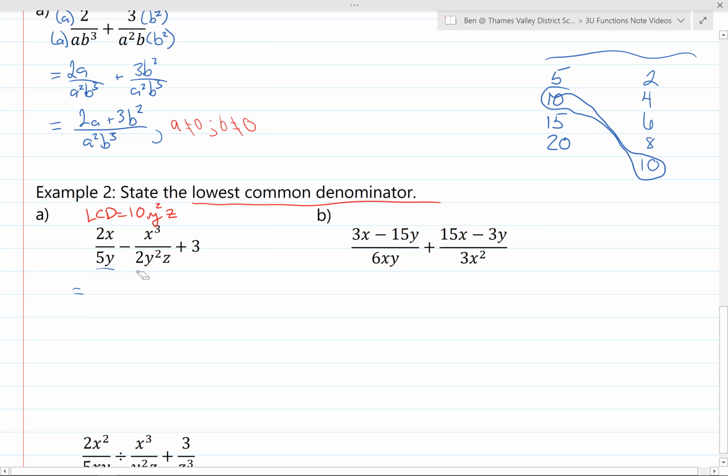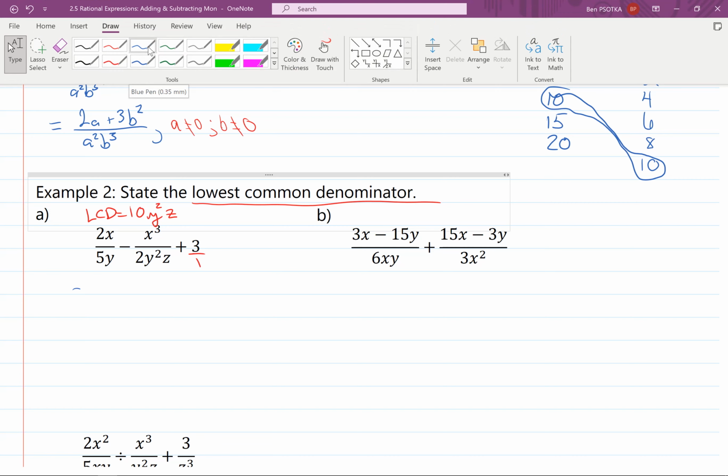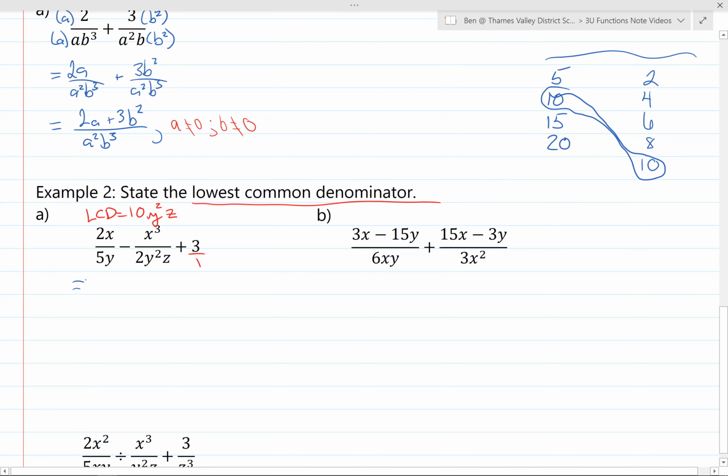Note, in this question, I have an x involved as well, but it's only in the numerator. Since it's only ever in the numerator, I never need to see it in my lowest common denominator. So I'm working with 10y squared z. That's my lowest common denominator. Let's figure out what I need to multiply these fractions by in order to accomplish this. Well, first I need to multiply the denominator here by 2 times y times z. If I do that to the bottom, I need to do it to the top as well, 2yz.